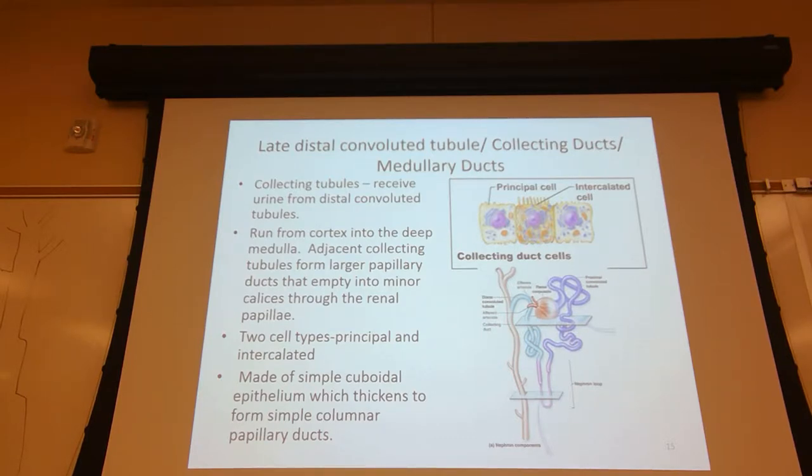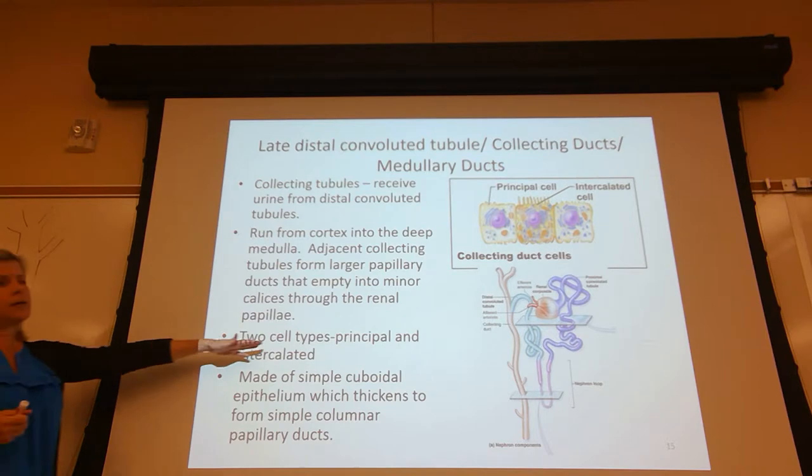Aldosterone is released by the adrenal cortex, the outer layer of the adrenal cortex, and aldosterone tells the late distal convoluted tubule to reabsorb more salt and water. That's what happens in the late distal convoluted tubule.